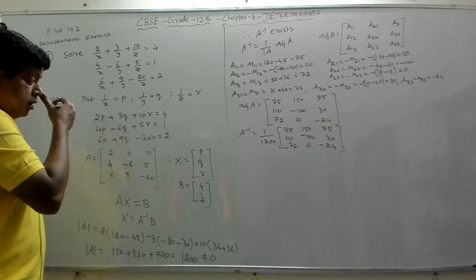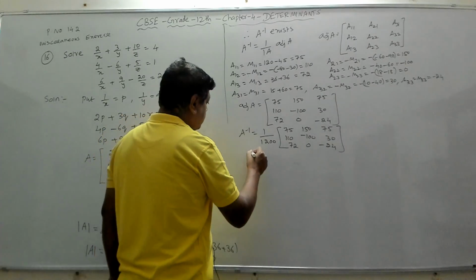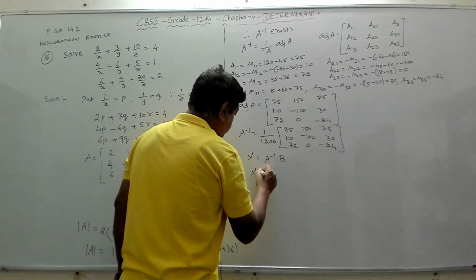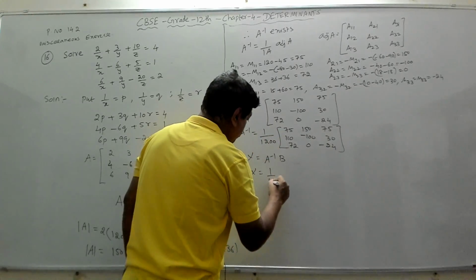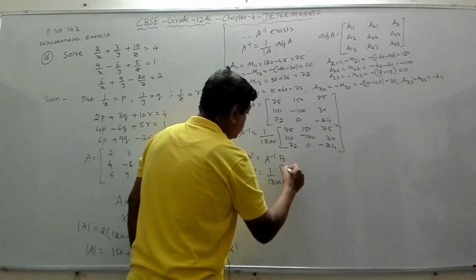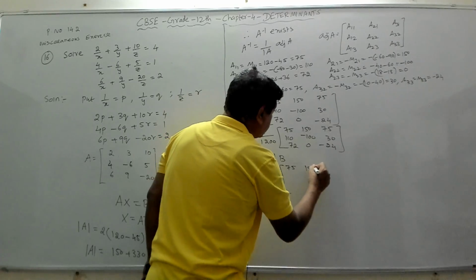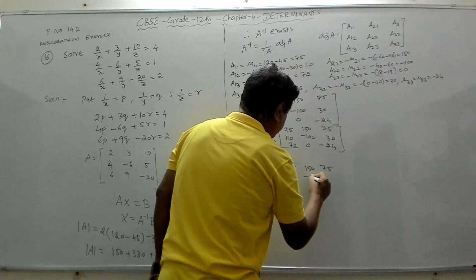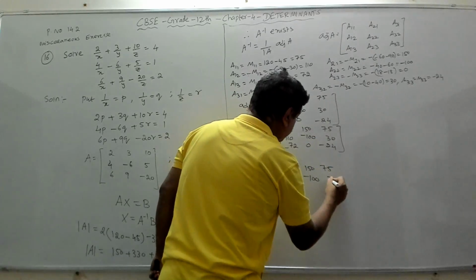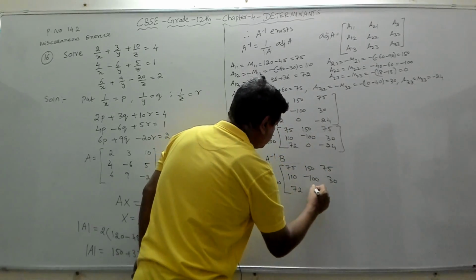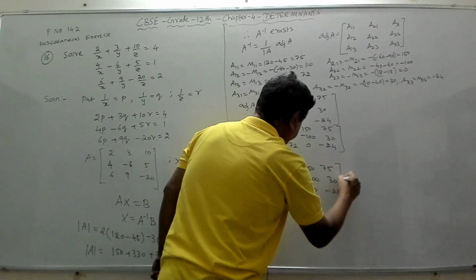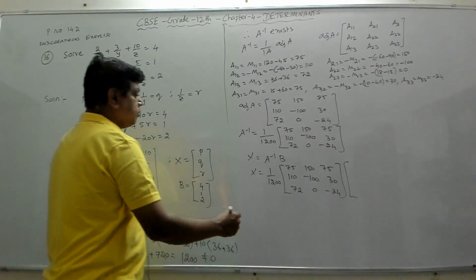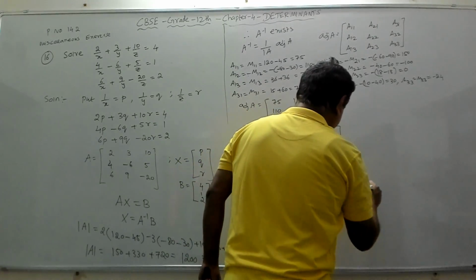Fine. Now let's find x. X is equal to A inverse B. So x is equal to A inverse, this is 1 by 1200 into 75, 150, 75, 110, minus 100, 30, 72, 0, minus 24, into B. B is what? 4, 1 and 2.